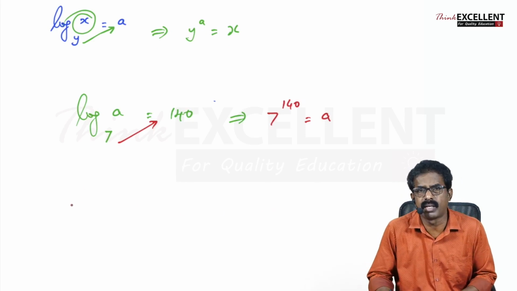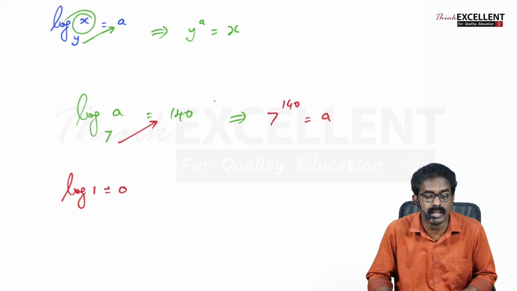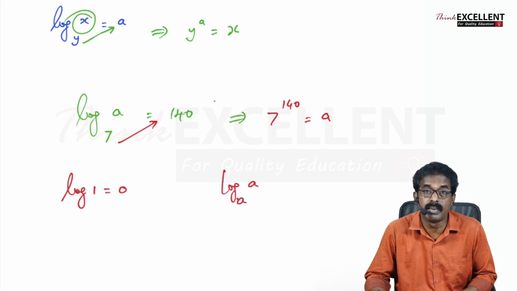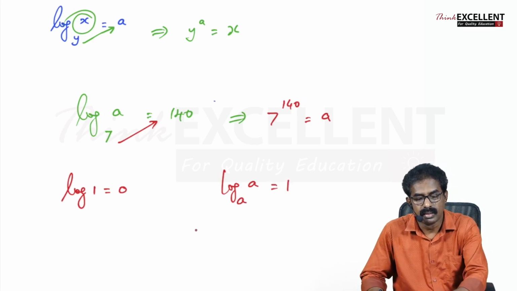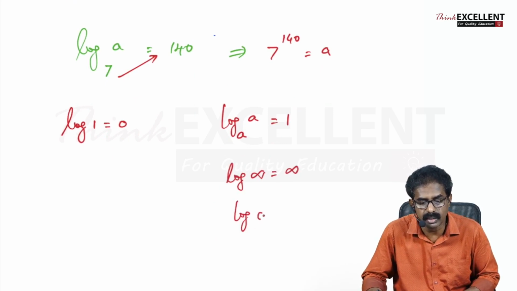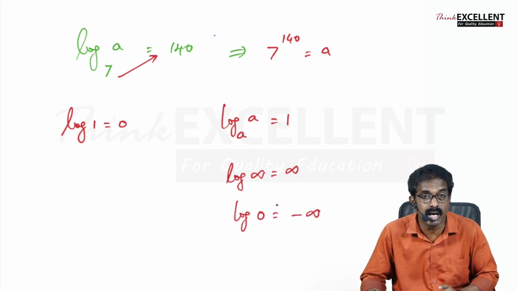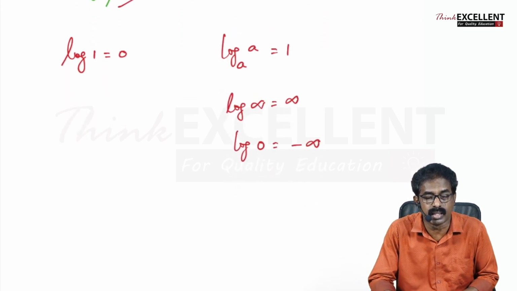Then some of the important values you should remember: log 1 equal to 0, and log a to the base a. If these two numbers are the same, then the answer is 1. Then log infinity is infinity only, and log 0 is minus infinity. Log you can take only for positive values. Only for positive values you can take log.